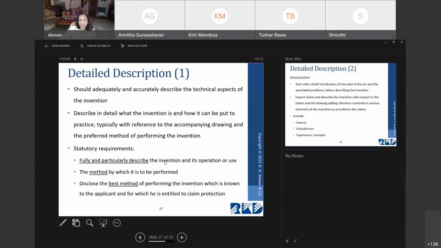So the statutory requirement here is to fully and particularly describe the invention and its operation or use, and the method by which it is to be performed. Then you disclose the best method of performing the invention which is known to the applicant and for which the applicant is entitled to claim protection.